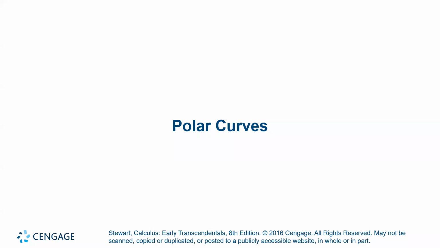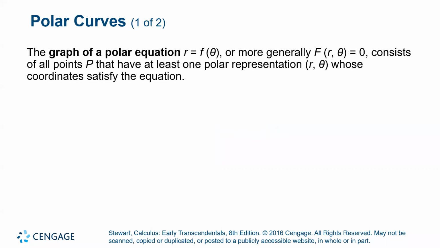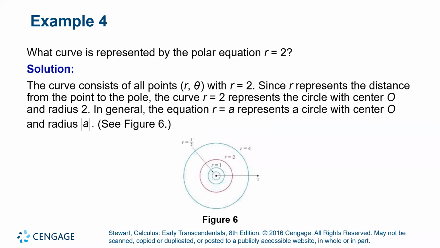All right, this is the second video for section 10.3. We're moving on to talk about polar curves and what they look like. So the graph of a polar equation, r equals f of theta, consists of all the points P that have at least one polar representation that satisfy that equation, exactly the way you think it would work.